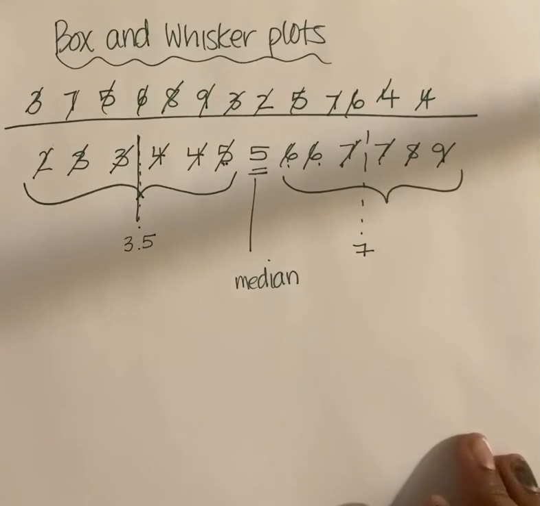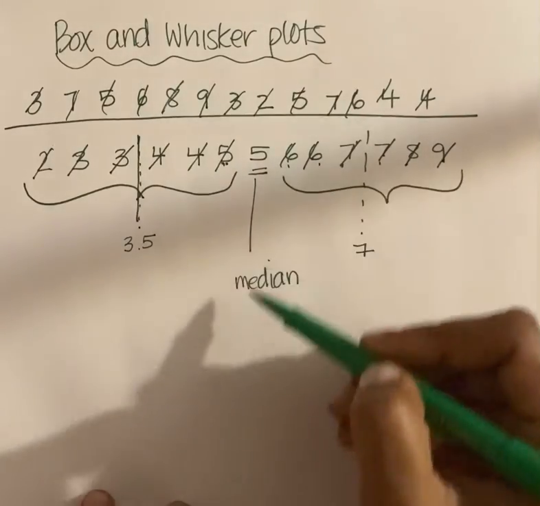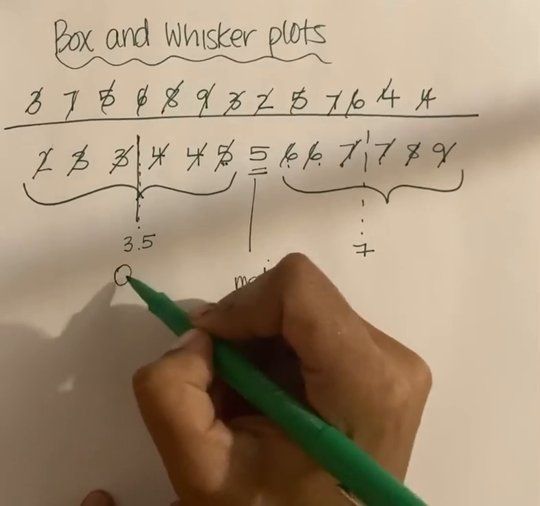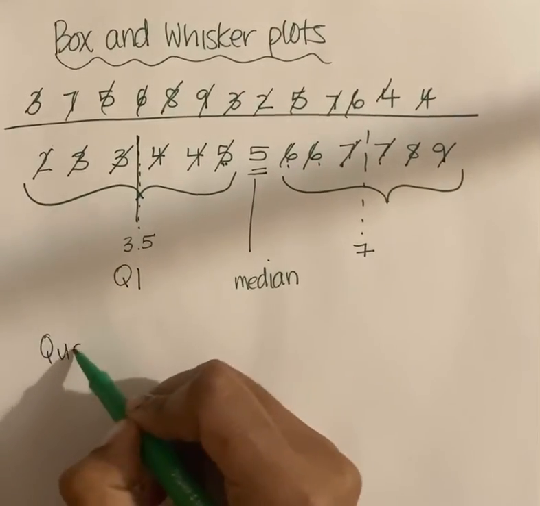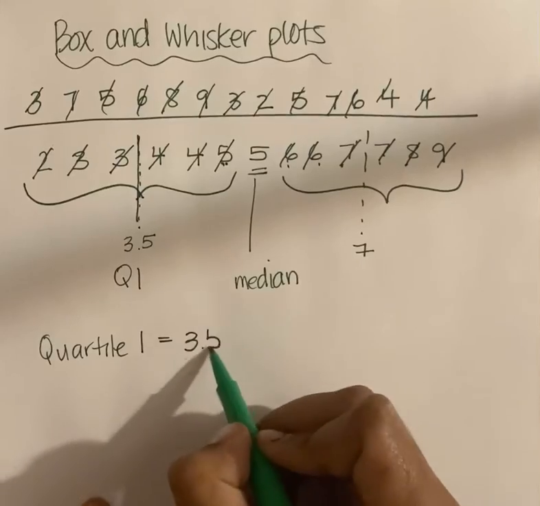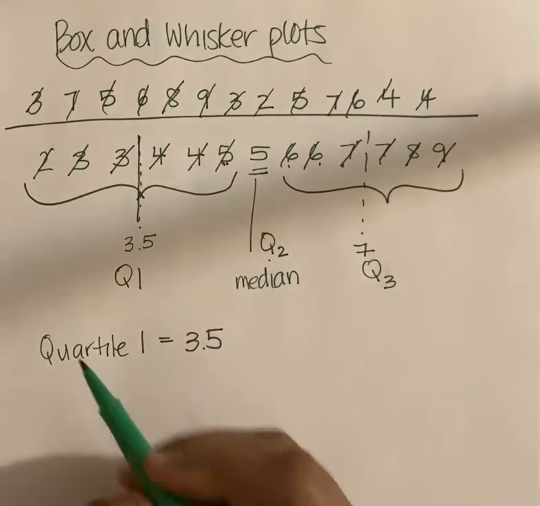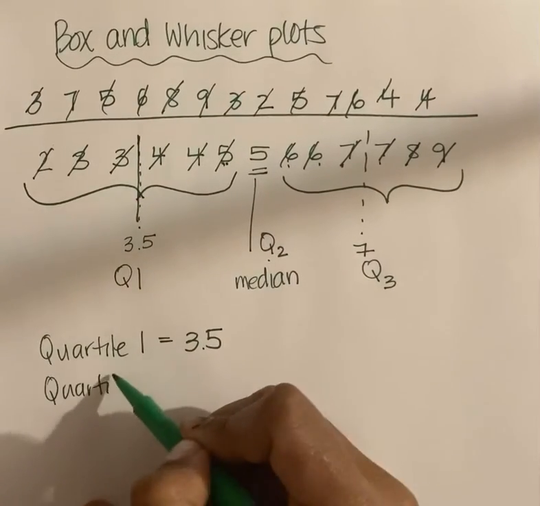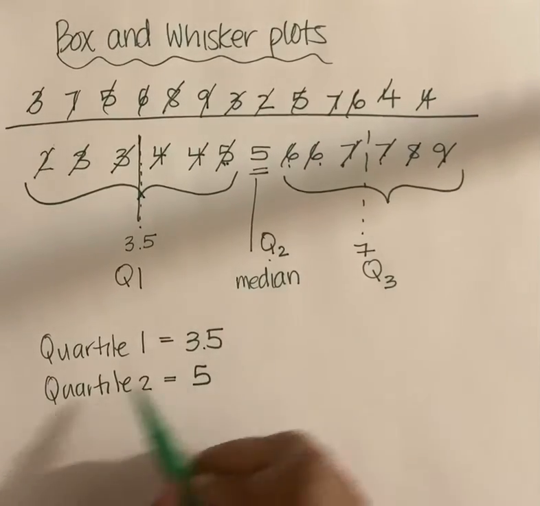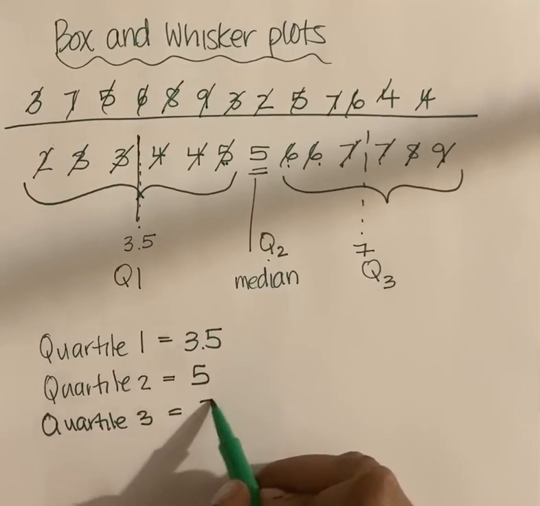All right, and so these numbers have some type of significance. This median number is your middle number for the set of data that you have. This 3.5 is called Q1, which is your quartile 1. So my first quartile is 3.5. This is going to be Q3, and your median is also called Q2. So your second quartile is going to be 5, and your third quartile, or quartile 3, is going to be 7.